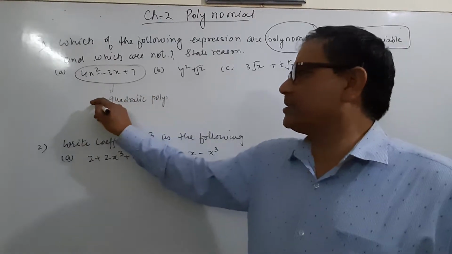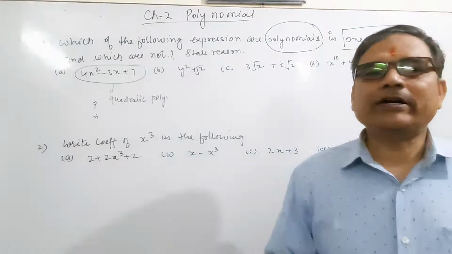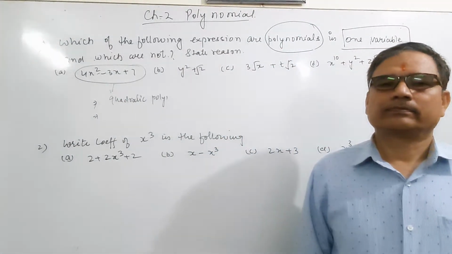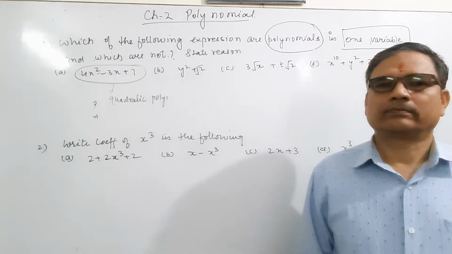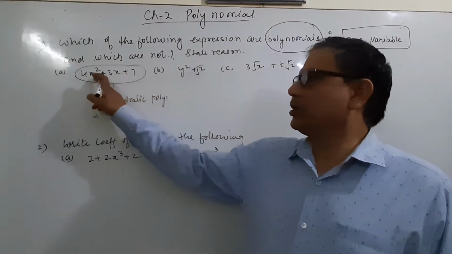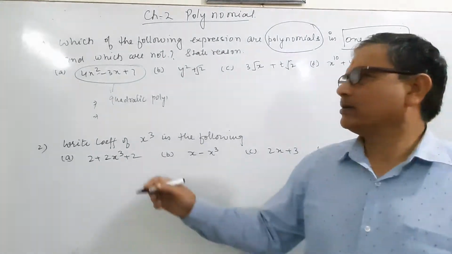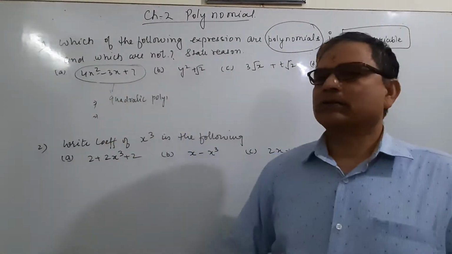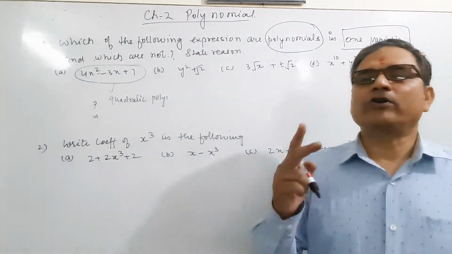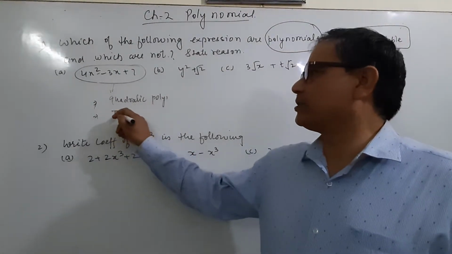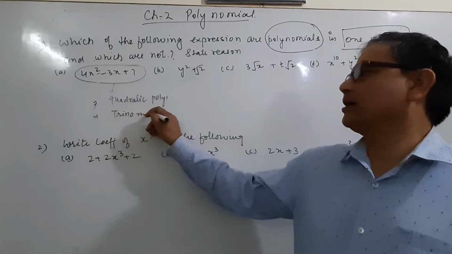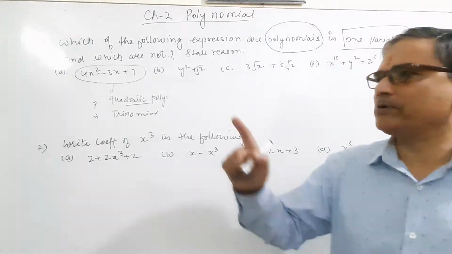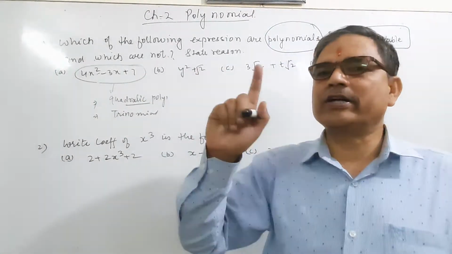Now on the basis of terms, how many terms are there? Check it. 1, 2, 3. Three terms are there. So if three terms are there in a given polynomial, then what is it? If a polynomial contains 3 terms, then it is known as a trinomial. It is a trinomial and a quadratic polynomial: on the basis of terms it is a trinomial, on the basis of degree it is quadratic.